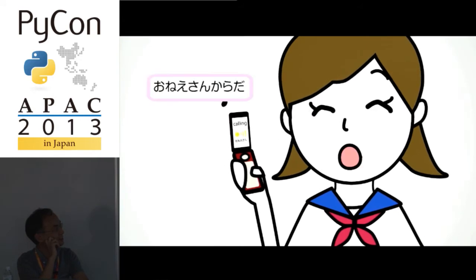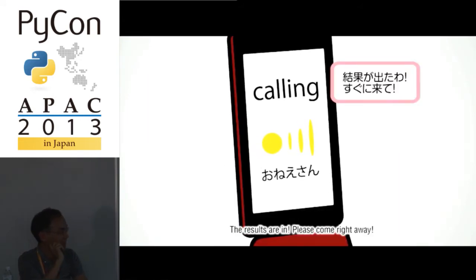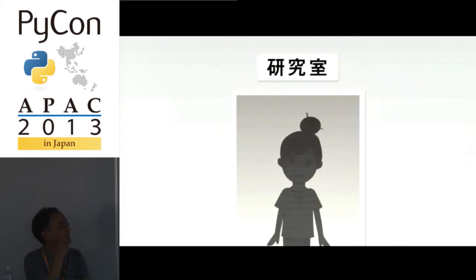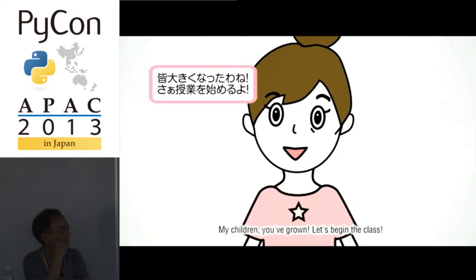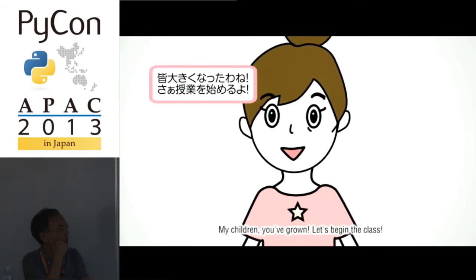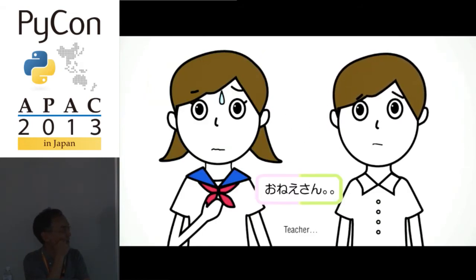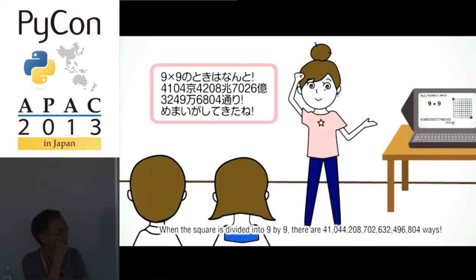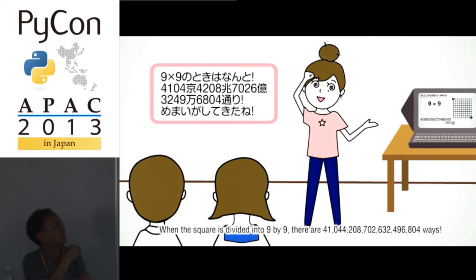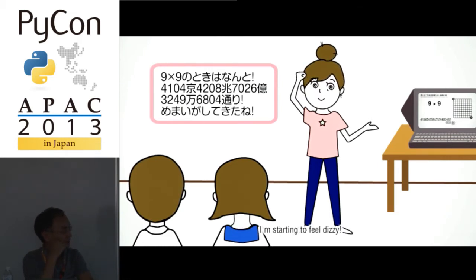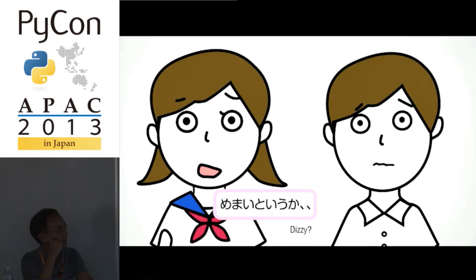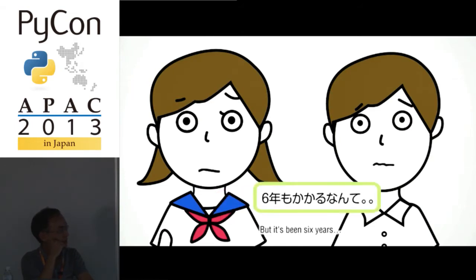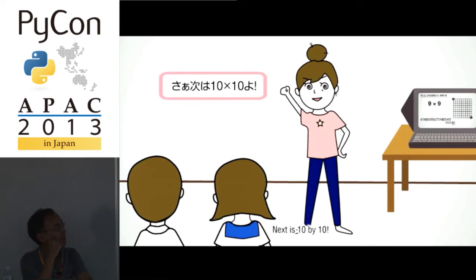Six years later, from the teacher, the results are in. Please come right now. My children, you've grown. Let's begin the class. Teacher, when the square is divided into 9 by 9, there are many ways. I'm starting to feel dizzy. Dizzy? But it's been 6 years. Next is 10 by 10.